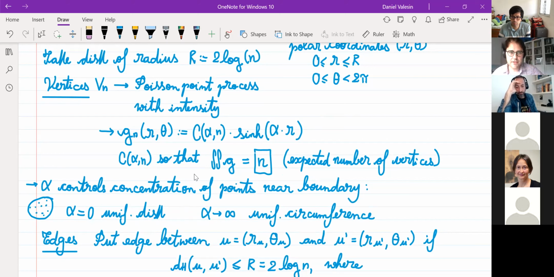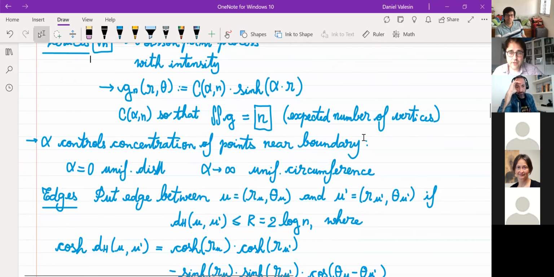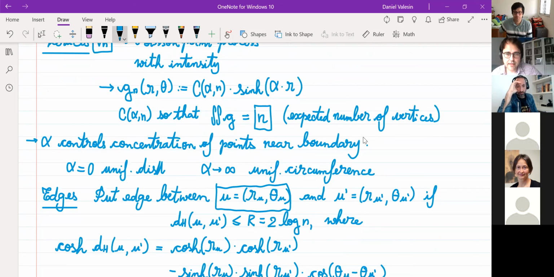Now we've defined the set of vertices of the graph. I haven't said yet how you define edges, and to define the edges, I have to give this ugly formula from hyperbolic geometry. So when you have two vertices, u and u prime, in your graph, you put an edge between them if the distance is smaller than or equal to r.